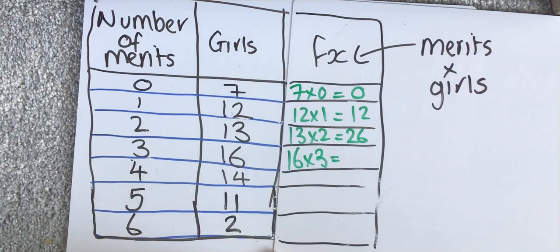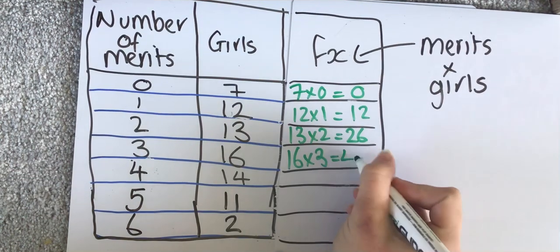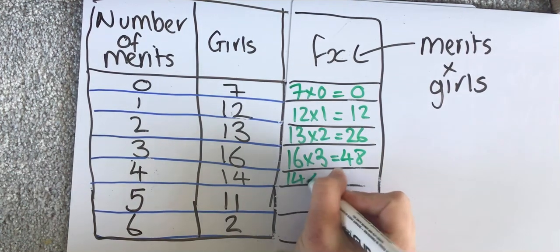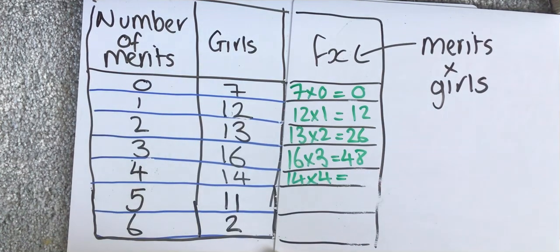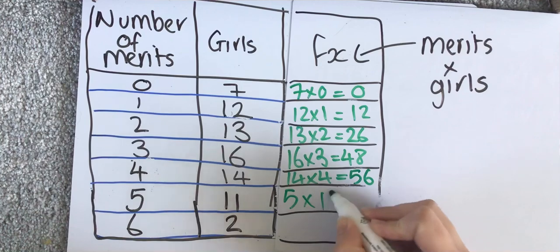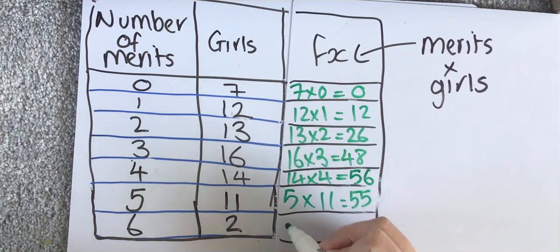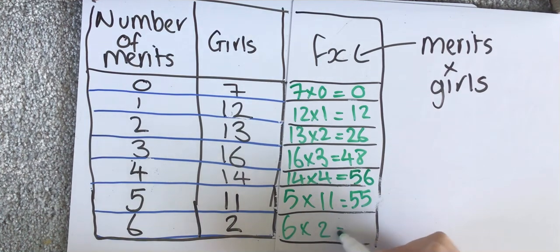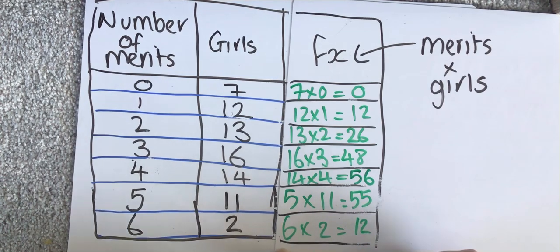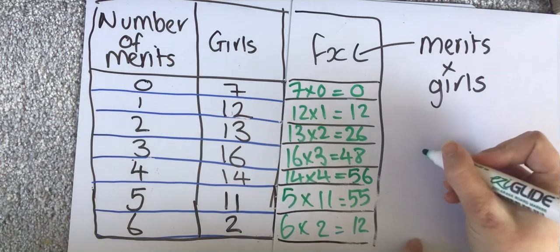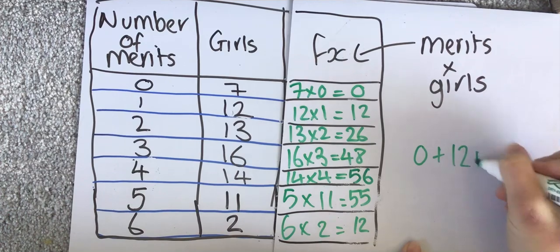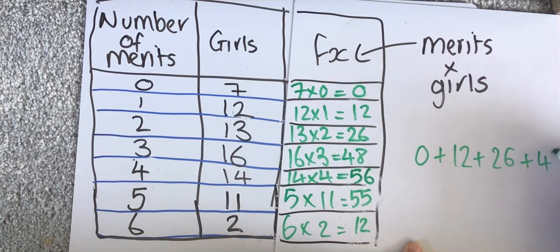16 times 3, I'm going to be lazy today and use my calculator. It's 48. 14 times 4 is 56. 5 times 11, I don't know why I'm using my calculator for that. 5 times 11 is 55. And 6 times 2 is 12. And now I'm going to add all of these up together. So I'm going to do 0 plus 12 plus 26 plus 48.